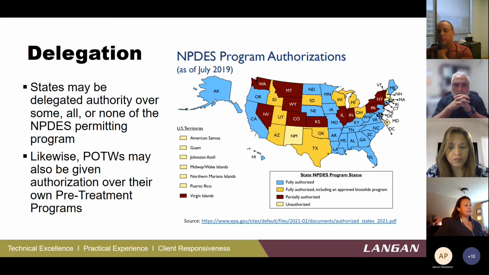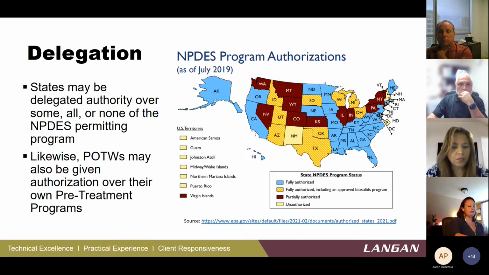Likewise, POTWs may be given the authorization over their own pretreatment programs. So if you're intending to discharge to a POTW rather than directly to surface water, the POTW will be the person that actually issues the permit according to their pretreatment program.